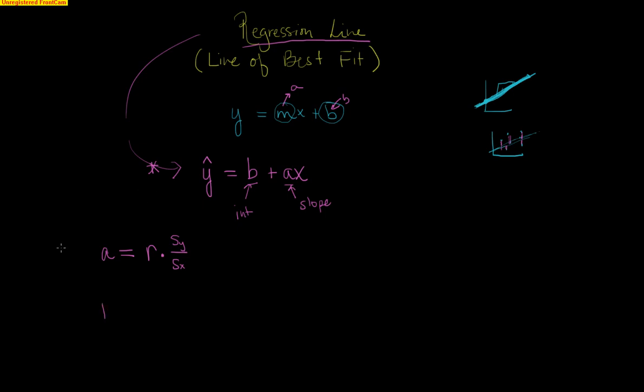Okay, and to find the y-intercept, this point right here where it would cross the y-axis, that is going to equal, and again, these are approximations, they are lines of best fit, they're not exact lines for every point, the mean value of y minus your slope times the mean value of x, and that gives us our intercept.